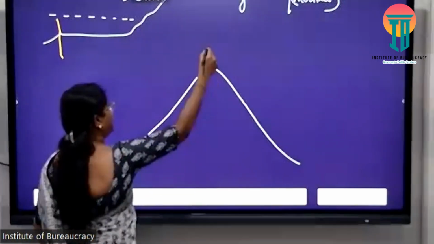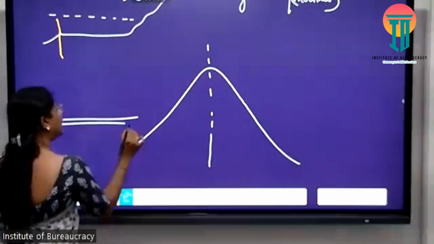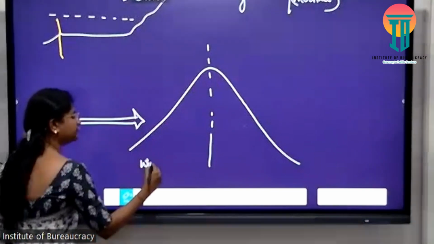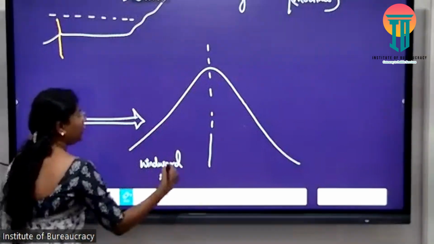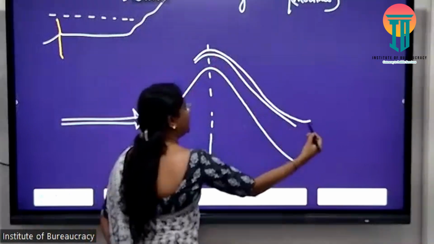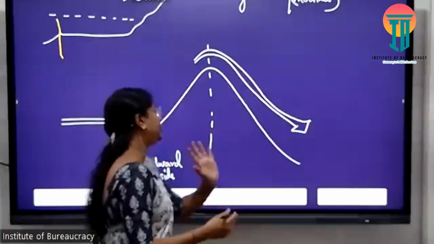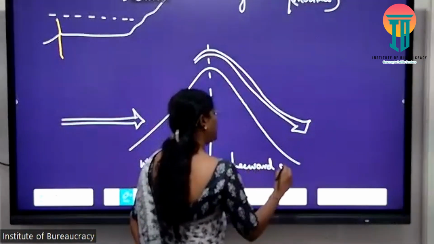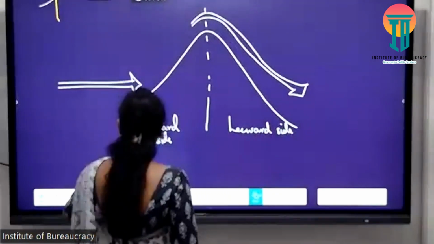This is my mountain. The side of the mountain where the winds are facing is known as your windward side. And the opposite side, where the wind descends, and while descending it heats up by adiabatic heating, is your leeward side, also known as the rain shadow region. Why?